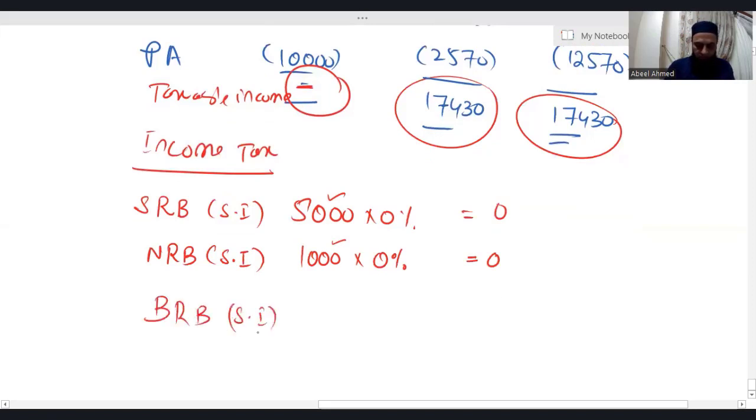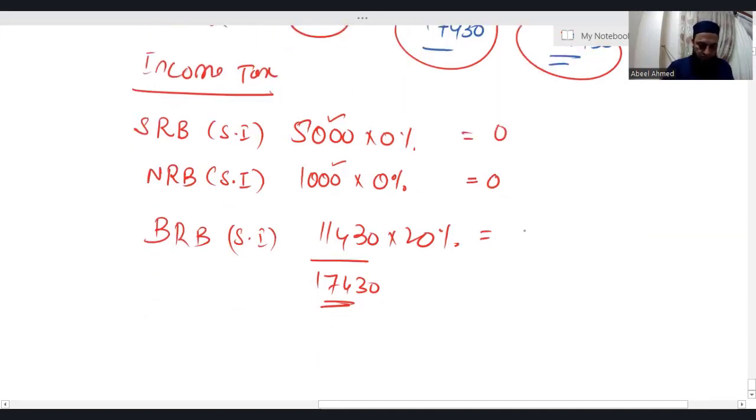We only have saving income in this question, 11,430, where applicable tax rate is 20%. So 11,430 into 20%, I'm getting 2,286. So simply 2,286 is your income tax liability.